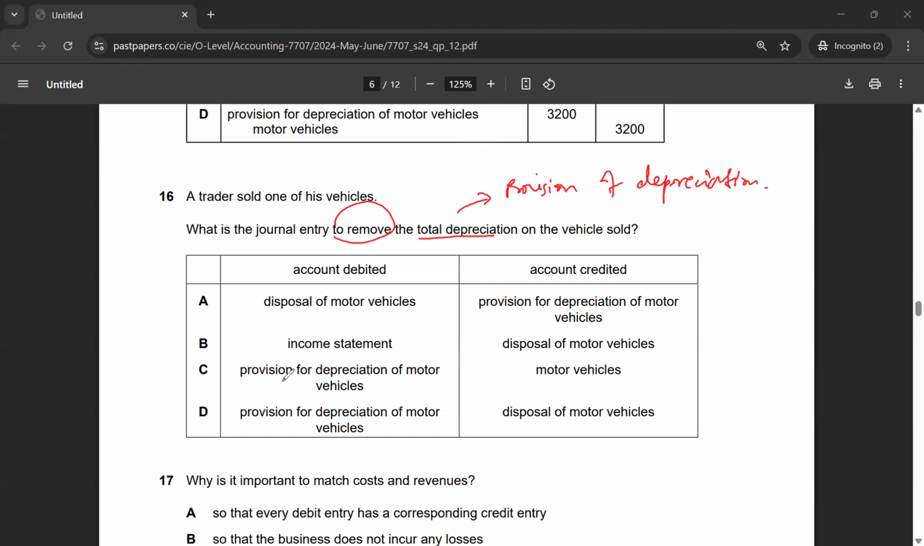So it's either C or D because it has to be on the debit side, not on the credit side, because it's always on the credit side normally. So it's not option A, it's not option B either. It's either C or D, right? We can credit motor vehicle, but here we have a better account which says disposal of motor vehicles. So the correct answer for multiple choice 16 would be option D. The trader will debit depreciation for motor vehicles and then credit disposal of motor vehicles. So the correct answer for multiple choice 16 would be option D.